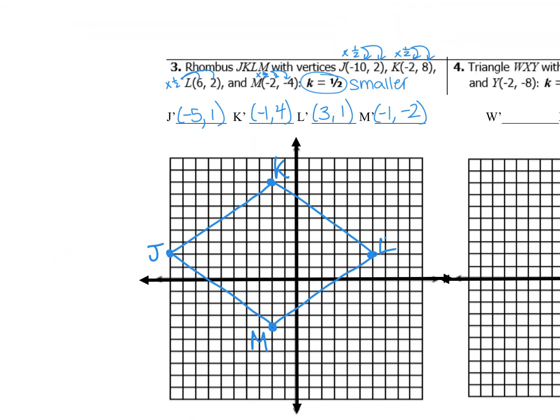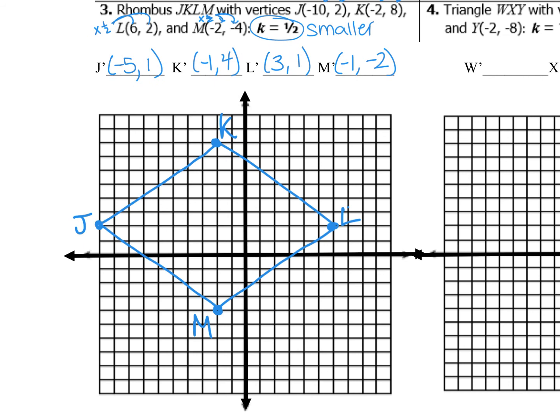So now that I have my new points, I'm going to go ahead and graph them. For J prime, I have -5, 1. For K prime, I have -1, 4. For L prime, I have 3, 1. And then for M prime, -1, -2. And so again, you can see that our rhombus got smaller.